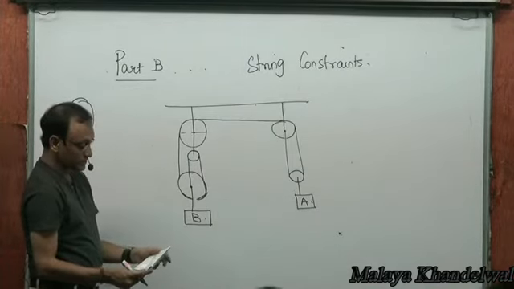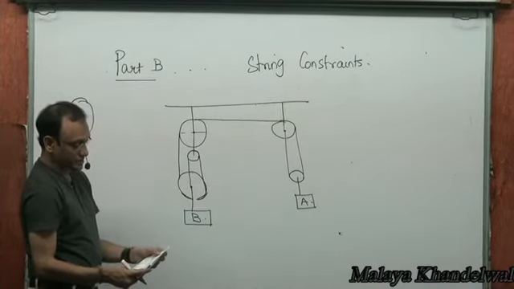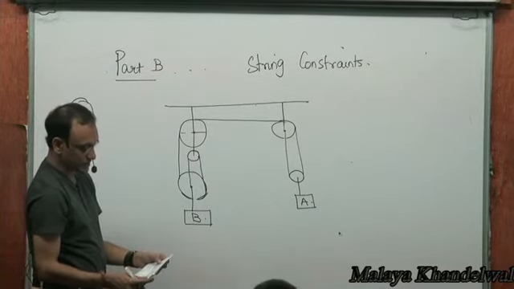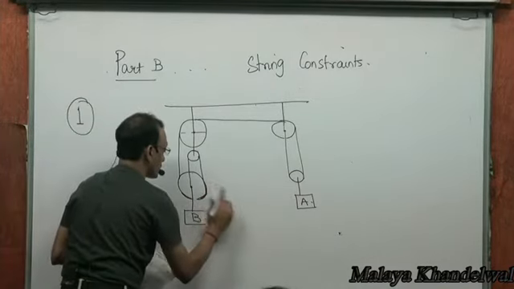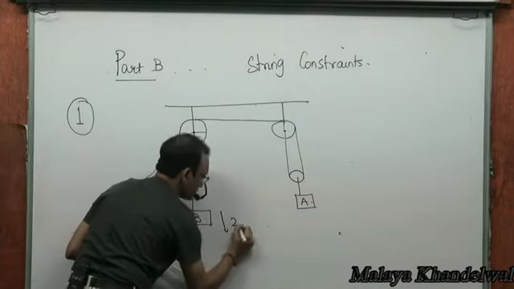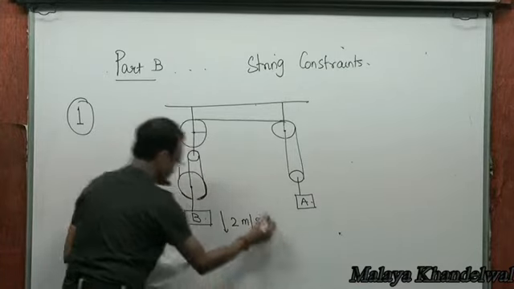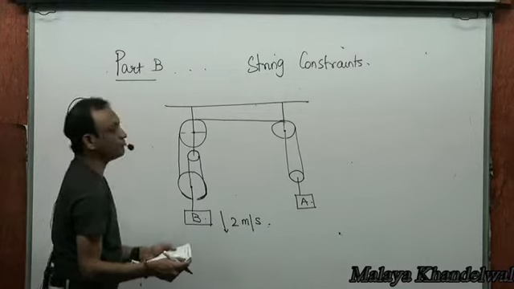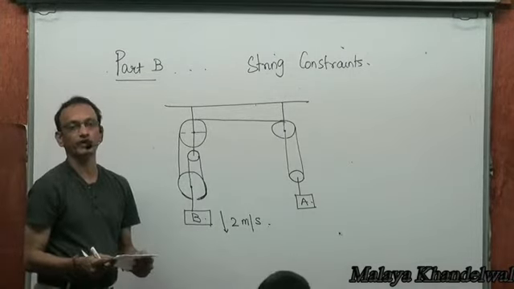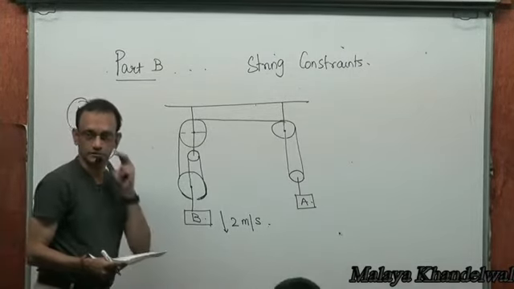Now given this, if the velocity of B at a certain instant is 2 meters per second downwards, we want to be able to find the velocity of A at this instant. All right.